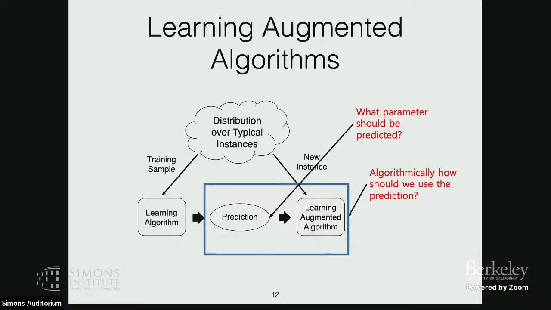And then given that prediction, how do we algorithmically use it? I want to be clear here that everything inside this box is really just an algorithmic question. There's no learning here. It's just what parameter should we be predicting, and how do we use that parameter?